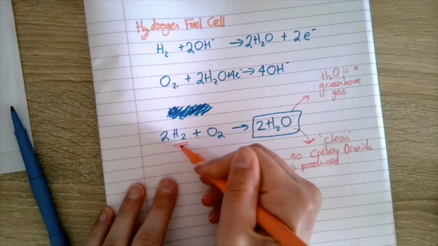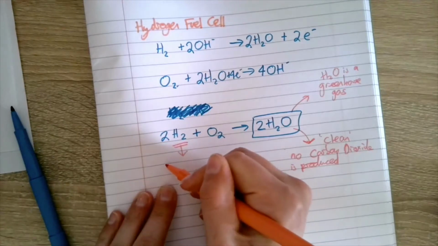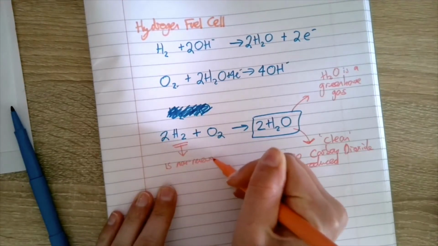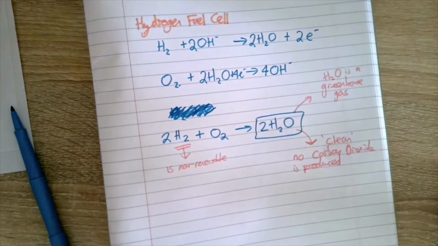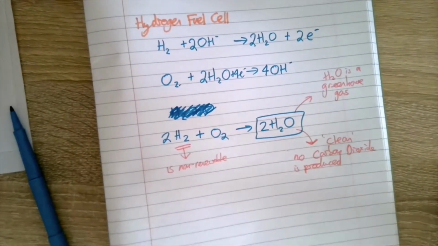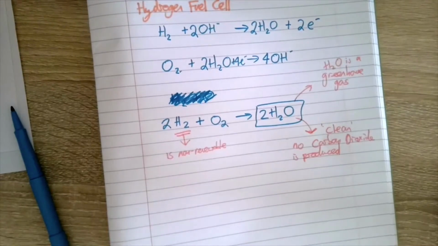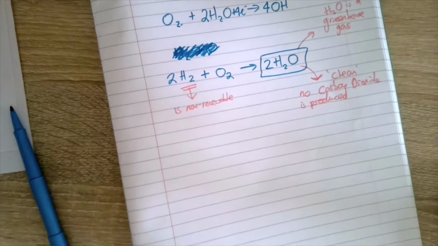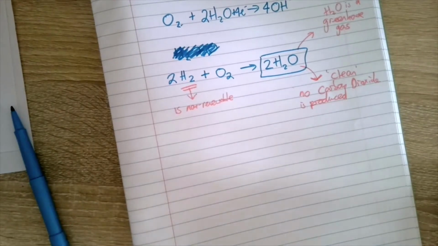We should also note that hydrogen is non-renewable, as a disadvantage of this. So obviously there is a finite amount of hydrogen, and so it isn't a renewable resource.